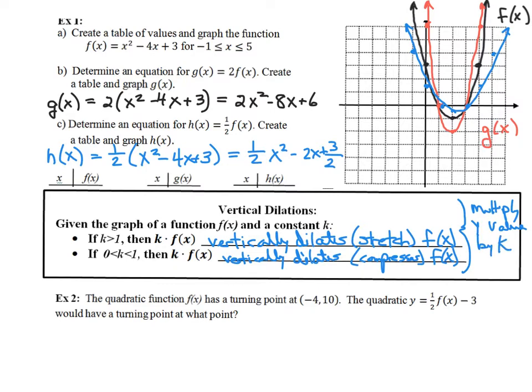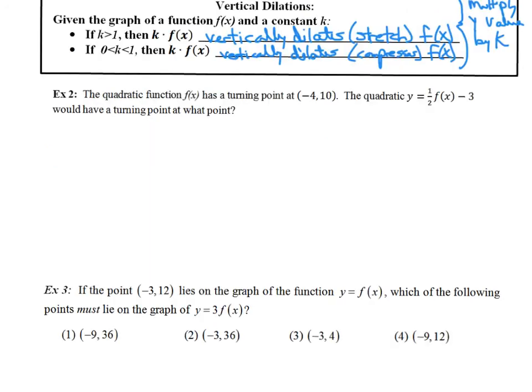So please write that in the box in your note packet. And think about what happens when we multiply by a k value bigger than 1 and a k value smaller than 1. Let's try exercise number 2.